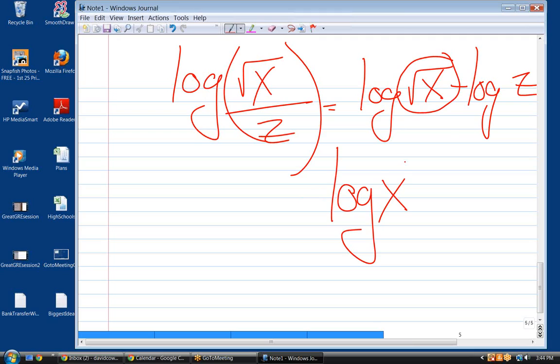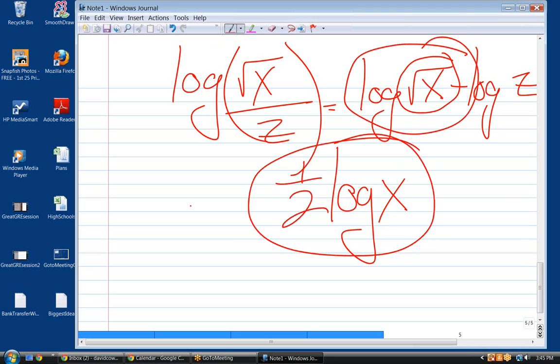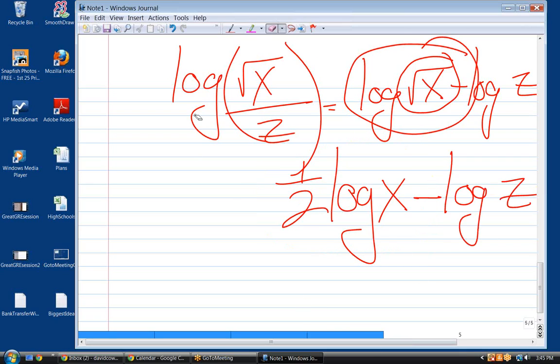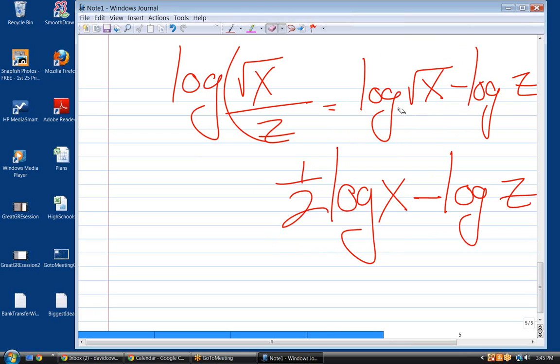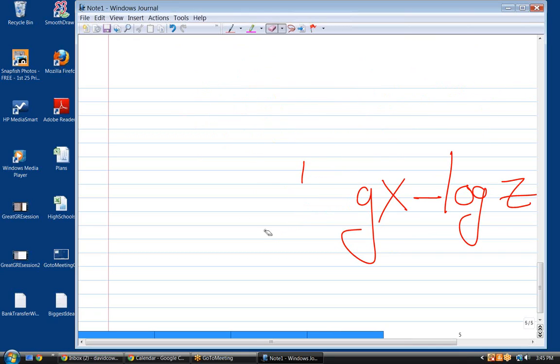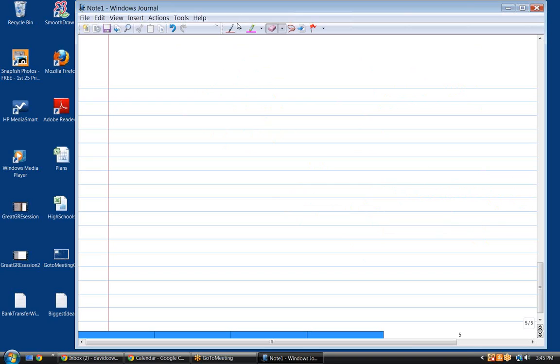I don't know. It means the log to the 1/2. When you take the square root of something, it's the same as taking it to the exponent of 1/2. And then you can take that and put it in front. So it actually becomes that. That is equal to that. So it becomes 1/2 the log of x minus the log of z. Yeah. All right. Okay? And that is probably the only thing that would give you problems, radical signs, if you're not used to them. I think I got that now.